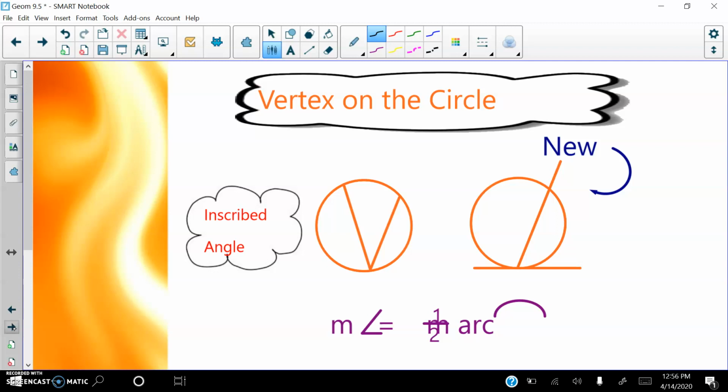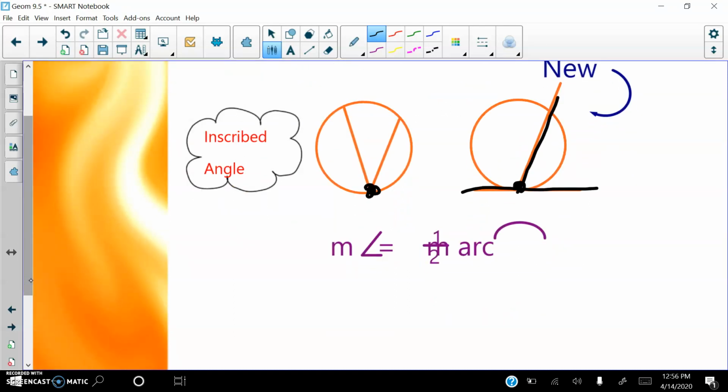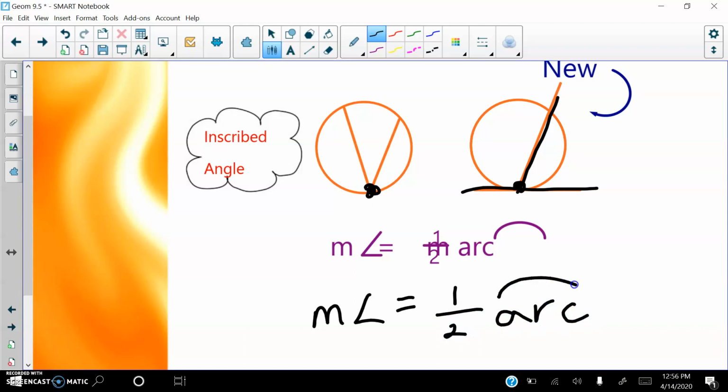If our vertex is on the circle, so our vertex is right here or right here, this is a new thing where it meets a tangent line, but those are called inscribed angles. And if we remember from previous lessons, the measure of the angle is equal to half the measure of the arc length. So this arc right here has to be double this angle, and this angle has to be half of this arc.